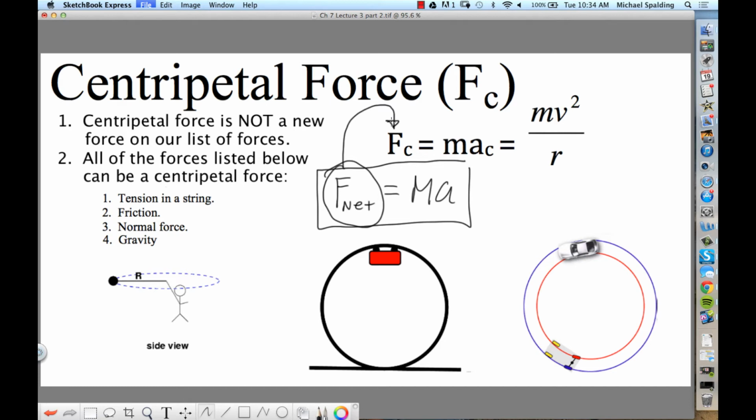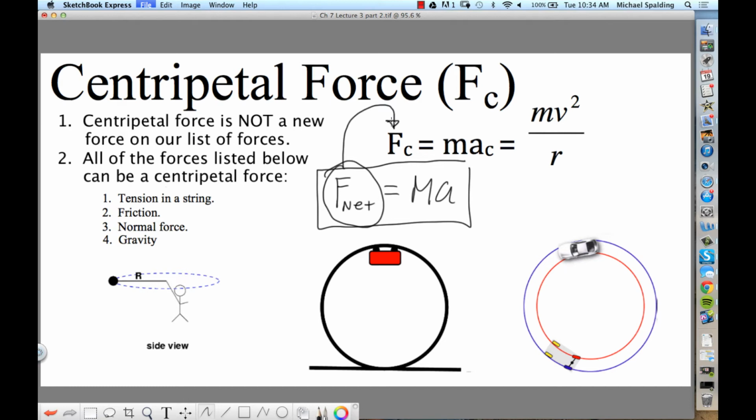Centripetal force is not a new force on your list of forces. Don't think of it like that. The way to think about it is like this. The forces that you already know, tension, gravity, friction, normal force, all of those forces can be centripetal forces.